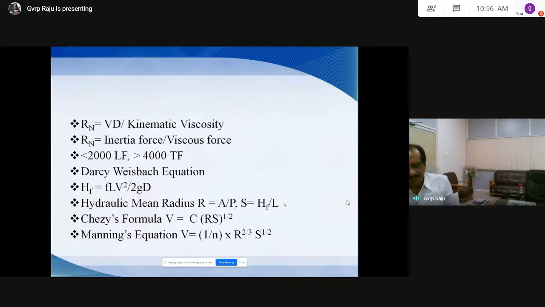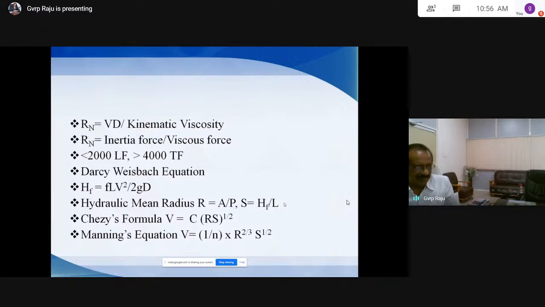So we can find out R and S, and C is a given constant value. Sometimes the value of C may not be given, in which case you can take 55. Normally the Chezy's constant is 55. You can take the value of 55 so that you can find out the value of velocity.